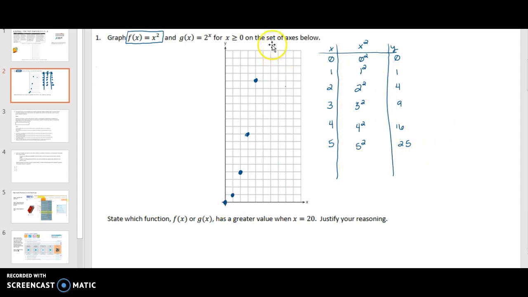So we have it graphed, and now I'm also going to plug it into here. Because it also says, let's justify the reasoning when x equals 20. So I'm going to plug 20 in. So 20 times itself is 400. Okay, so when it says graph f of x, this, and I'm really sorry if it's a little sloppy, this is f of x. So I'm going to choose a different color.